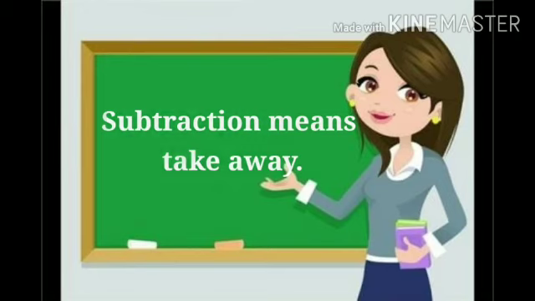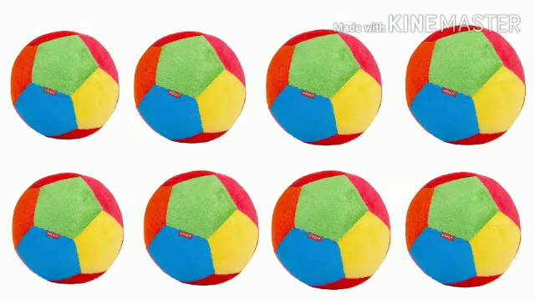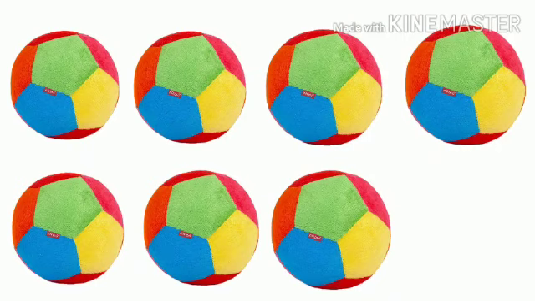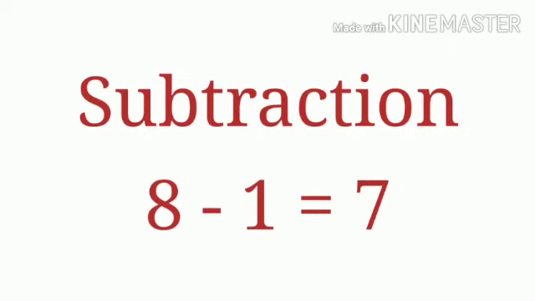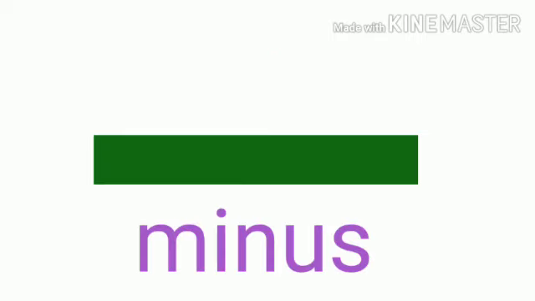For example, this is a group of 8 balls, and if I take one ball away, how many balls will be left? Here we will subtract 1 from 8 and we will get 7. Yes, 7 balls will be left. Here we have subtracted 1 from 8. Minus is the symbol of subtraction. This is the sign we use in subtraction.